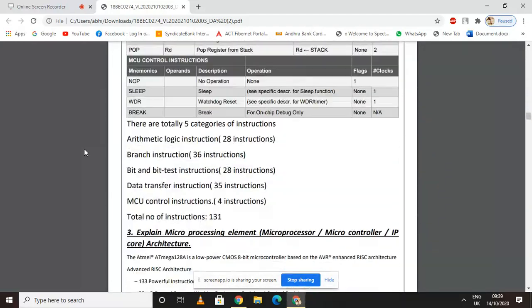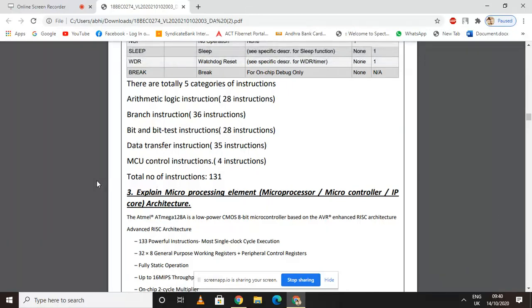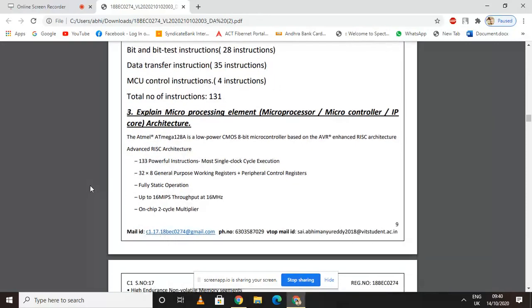Basically, summing up all this, there are totally 5 categories of instructions. That is arithmetic logic instructions, which consist of 28 instructions, branch instructions, which consist of 36 instructions, bit and bit-test instructions, which again consist of 28 instructions, data transfer instructions, which consist of 35 instructions, and MCU control instructions having only 4 instructions. So this Atmega128A AU has a total of 131 instructions.